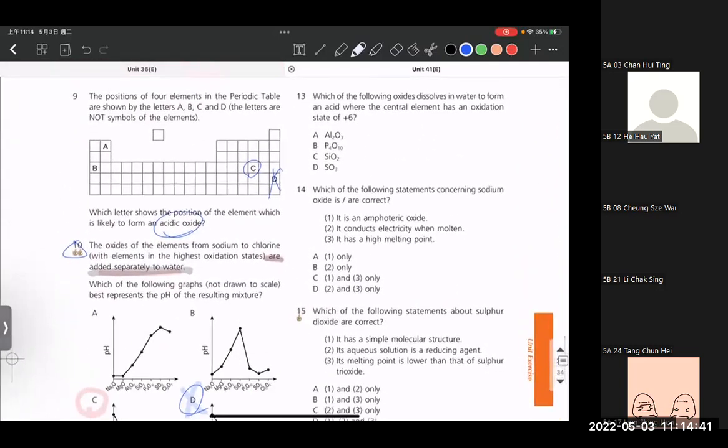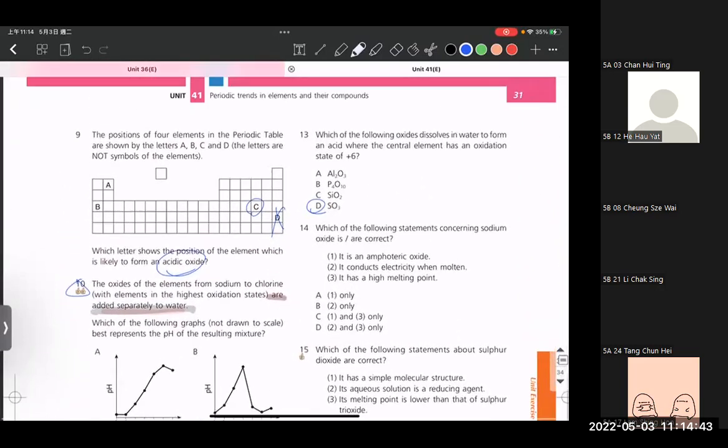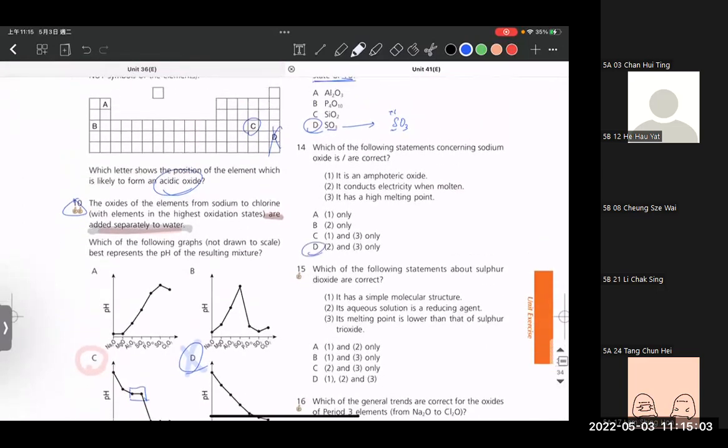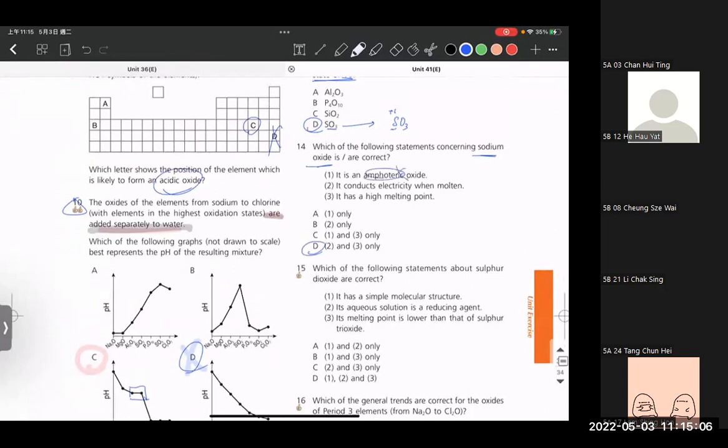13. The answer is D. If you want to talk about the essential metal having an oxidation number of +6, right? This one, SO3 2-, is +6 oxidation number. Surprisingly, quite a lot of you choose A. How come? I don't know. Question 14 is D. Sodium oxide, not amphoteric, is a basic oxide. Conductivity, yes, that's right, because of mobile ions. High melting point, of course, yes, because it possesses giant ionic structure.